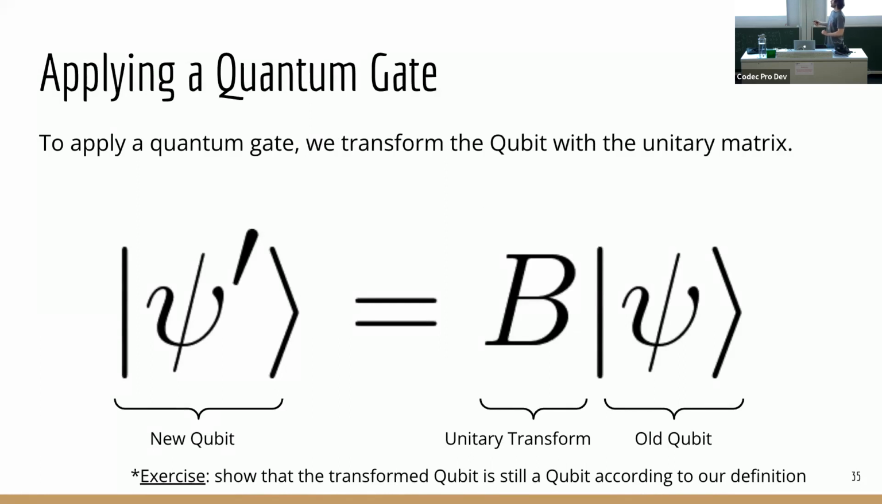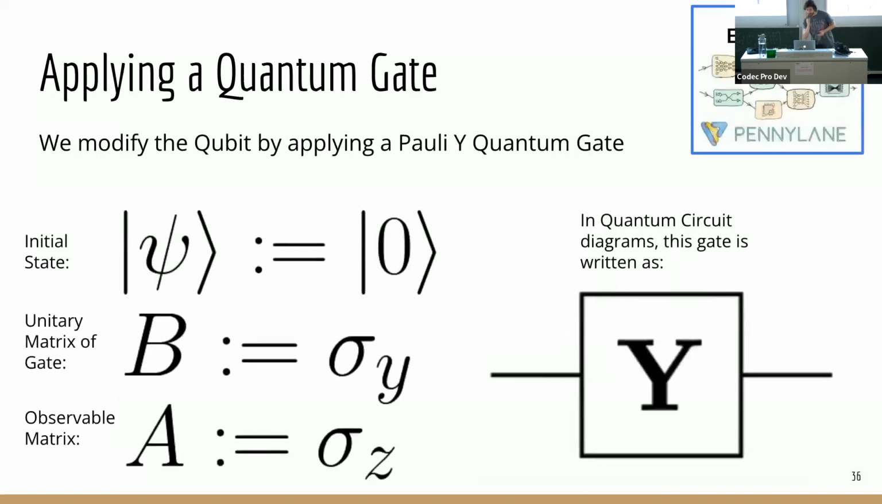I'm jumping ahead a slide or two. So to apply a quantum gate, we simply transform the qubit with the unitary matrix. If we have some old qubit state psi, we apply a unitary transform B to it to arrive at our new qubit state psi prime. And I leave it as an exercise to you to show that because the unitary transform preserves the vector norm, this qubit on the left, psi prime, is still a qubit and obeys our definition of being a qubit.